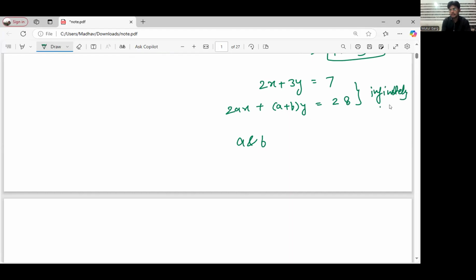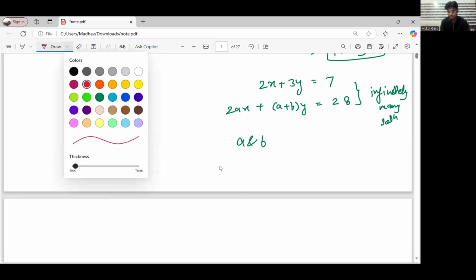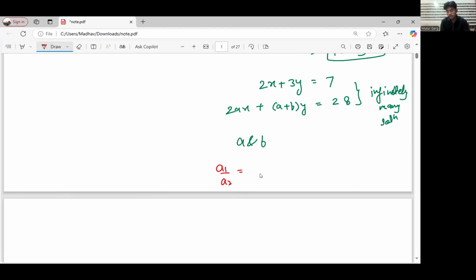All right. So again, students, for infinitely many solutions, the condition we all know is a1 upon a2 equals b1 upon b2 equals c1 upon c2. Let me get the values of a1, a2, b1, b2, and c1, c2. a1 is the coefficient of x, so 2, divided by a2, the coefficient of x in the second equation, 2a, equals b1, the coefficient of y in the first equation, 3, divided by b2, the coefficient of y in the second equation.